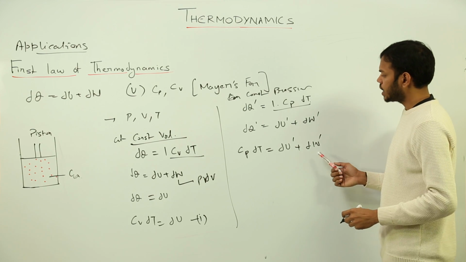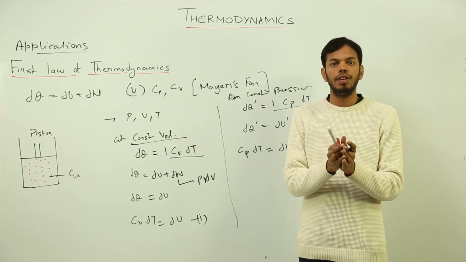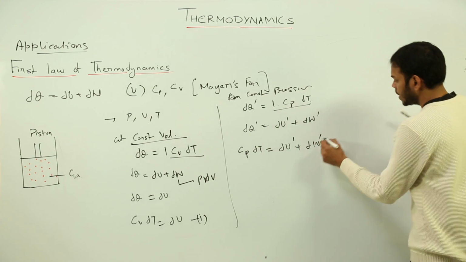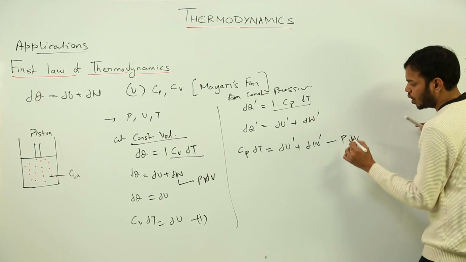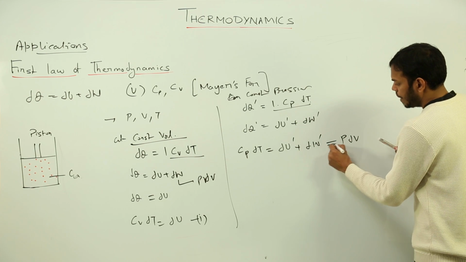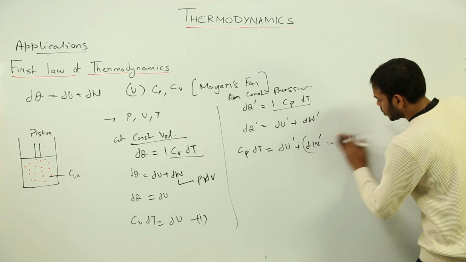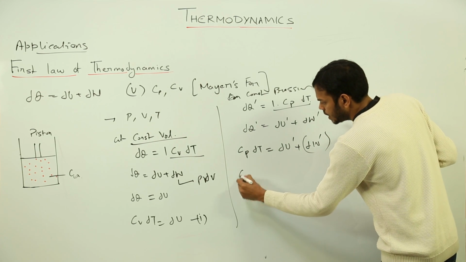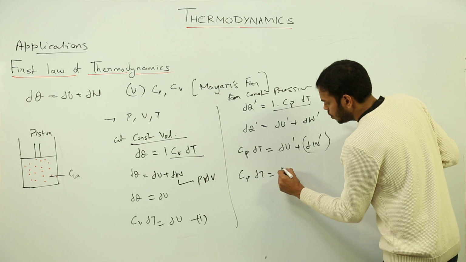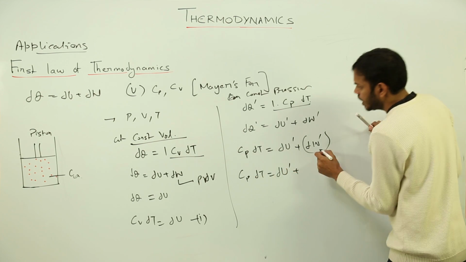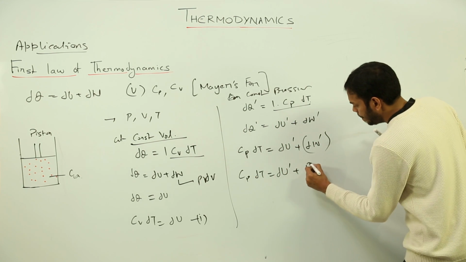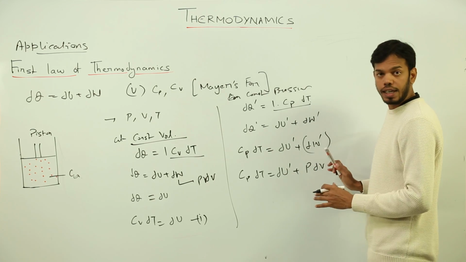What is dw dash? At constant pressure, PdV will have some significant value. dw dash, which is PdV, is not going to be 0, right? So I am replacing dw dash by PdV. I get Cp dT is equal to du dash plus PdV. This is very clear.